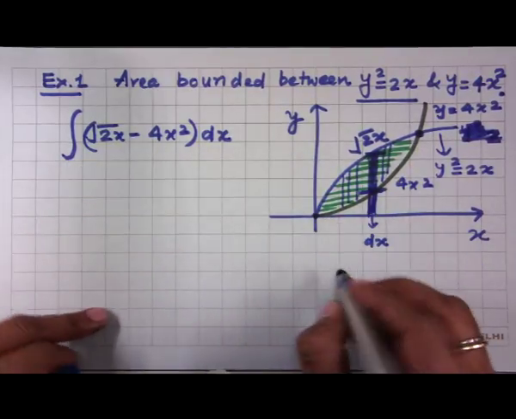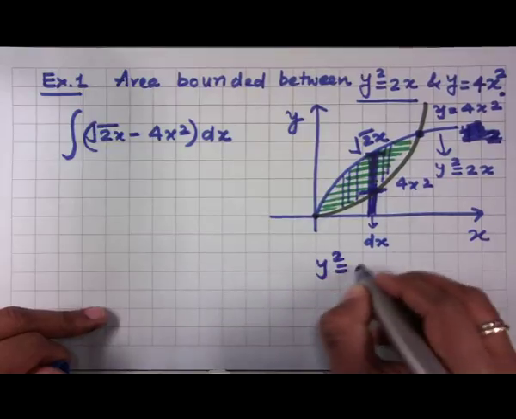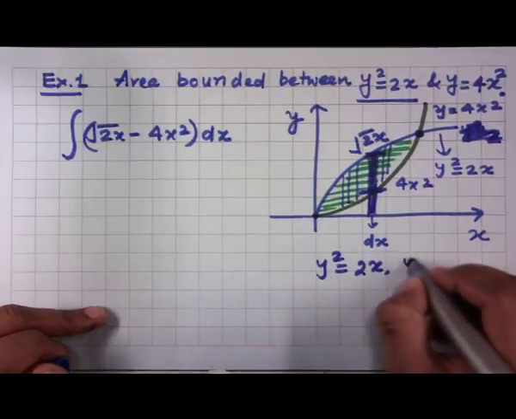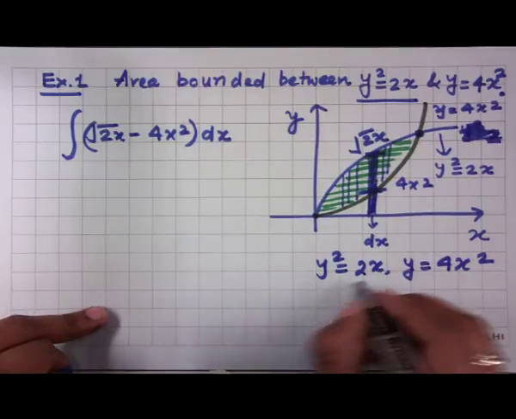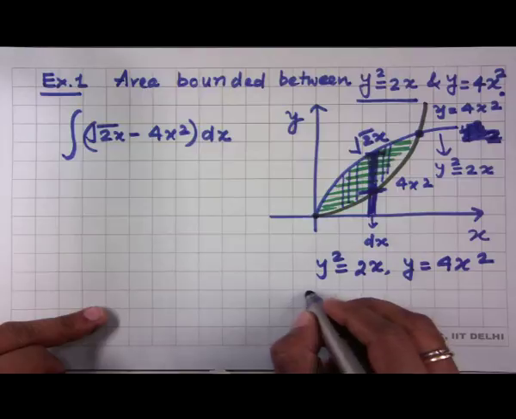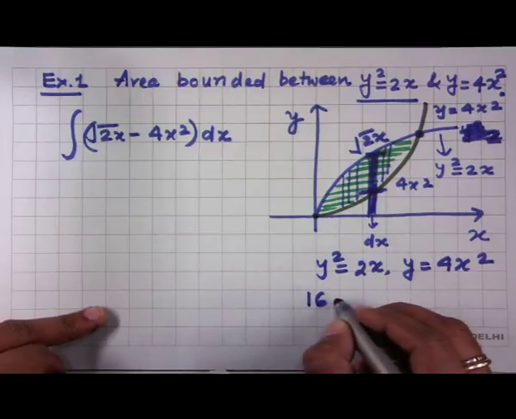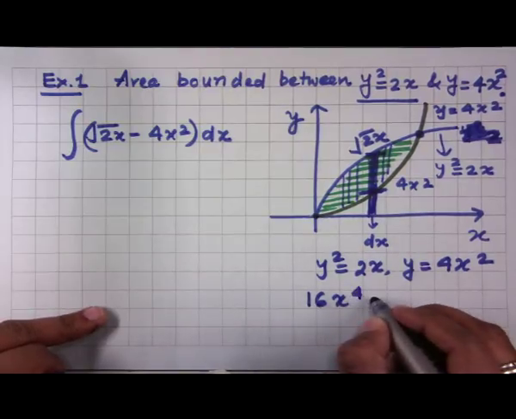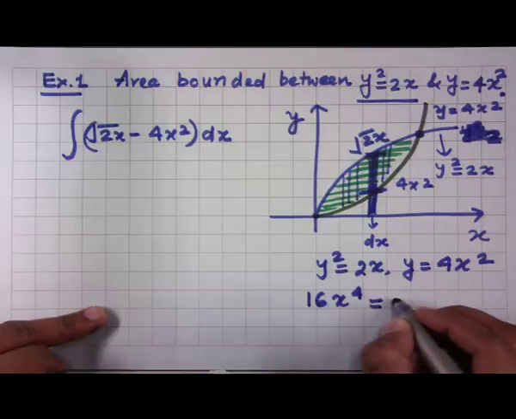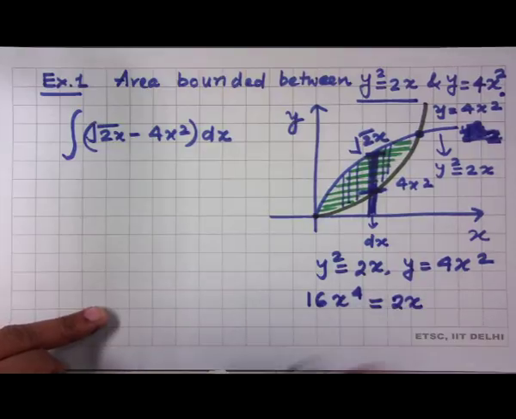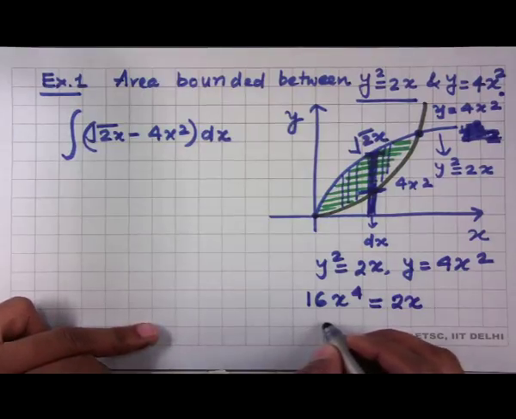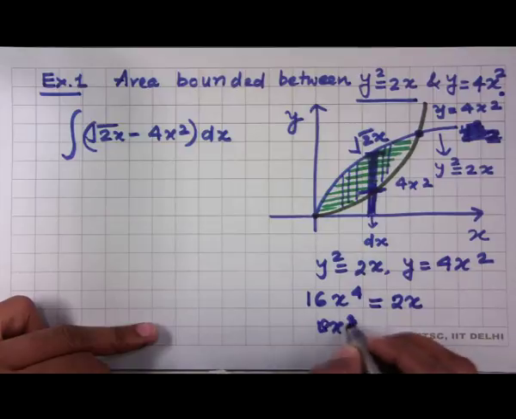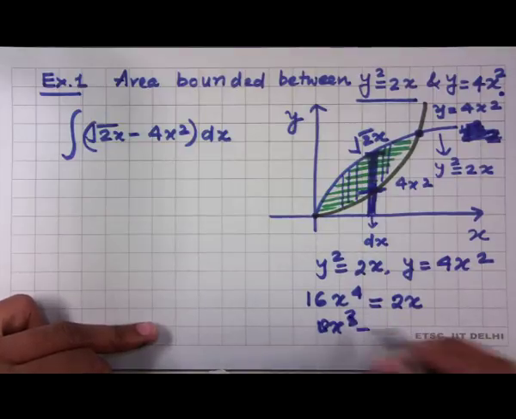So, to do that, let us compute the intersection of both. If you substitute y here, you get 16x power 4 equals to 2x. So, that will give you 8x cube minus x equals to 0.